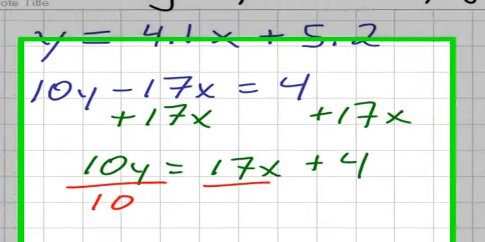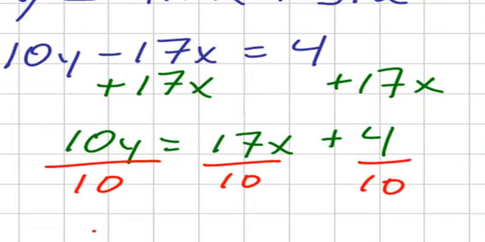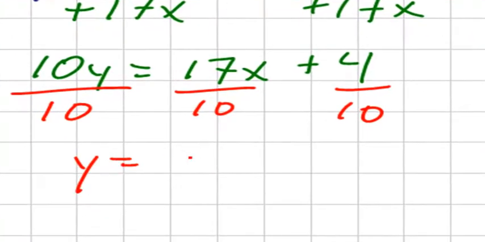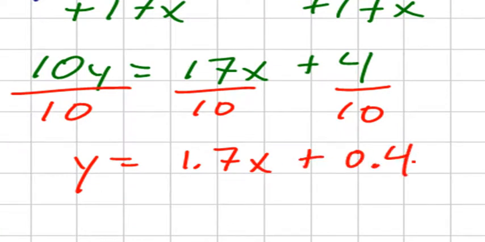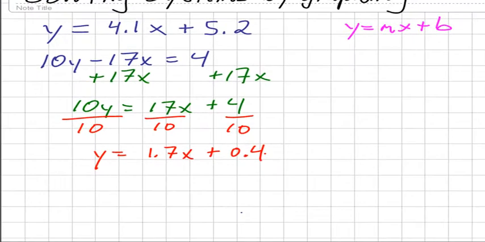Whatever I do to one side, I have to do to the other side. So I'm left with y equals 1.7x plus 0.4. Now I am in slope-intercept form, and I am ready to solve this system by graphing. In order to do that, I need to first bring up my calculator.